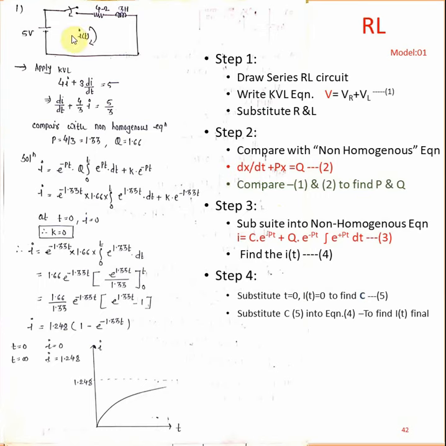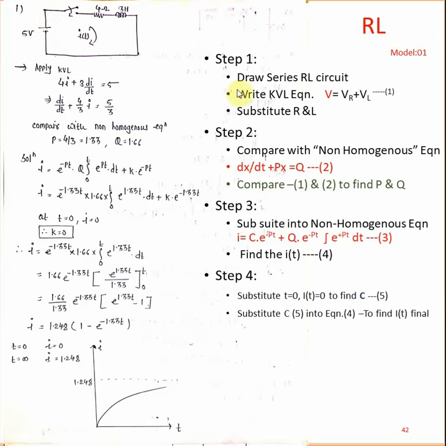Okay, so this is model number 1. Already we discussed the model number 1 problem. What is model number 1? Source only present, only one switch. Only one switch and the source is present. Source is present means non-homogeneous comparison. So I gave the same four steps.